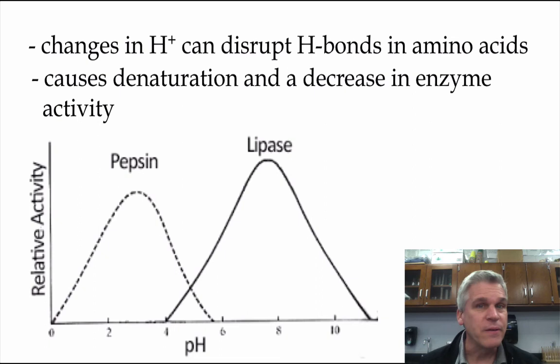But pepsin, which is an enzyme that breaks down proteins in our stomach, likes to have a really low pH. It likes to be somewhere around 2 to 3, which is why our stomach produces acids. That enzyme works really well in a low pH environment. If we put it into a higher pH, we'll see some denaturation and a decrease in enzyme activity. If you take lipase and put it into an acidic environment, you're going to have some disruption of hydrogen bonds, some denaturation, and a decrease in enzyme activity.